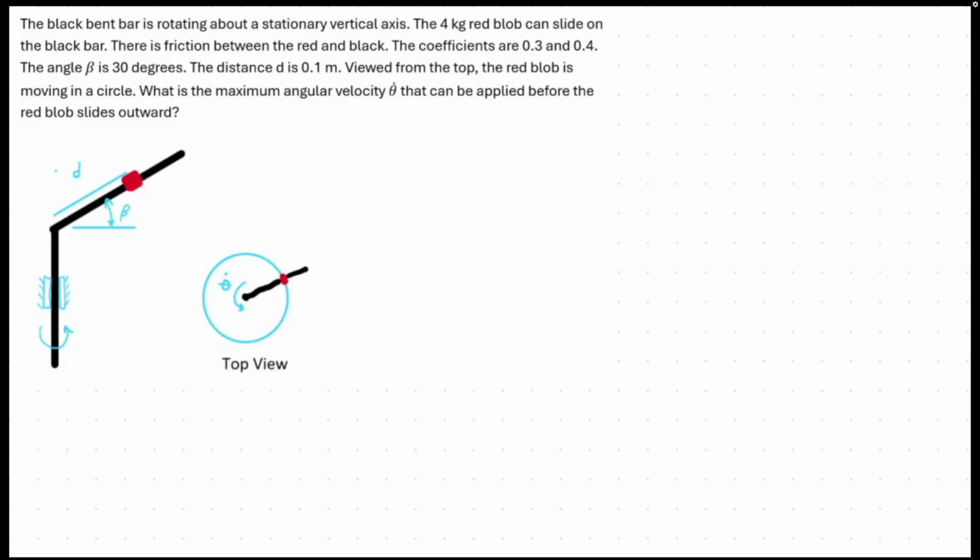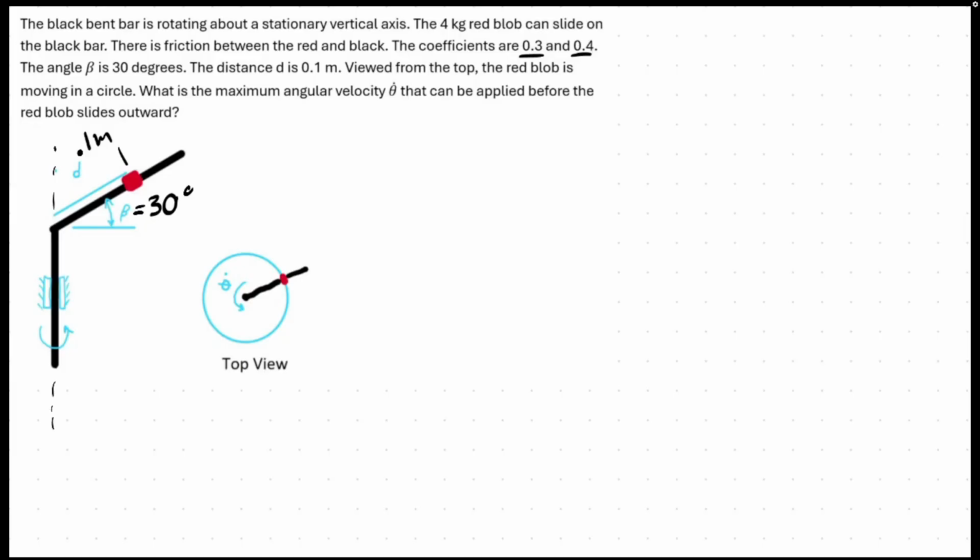The black bent bar is rotating about a stationary vertical axis. So this vertical axis, right? So just up here, it's rotating. And the 4 kilogram red blob can slide on this black bar. There is friction between the red and the black, and the coefficients are 0.3 and 0.4. This beta angle equals 30 degrees, and this D distance is 0.1 meters.